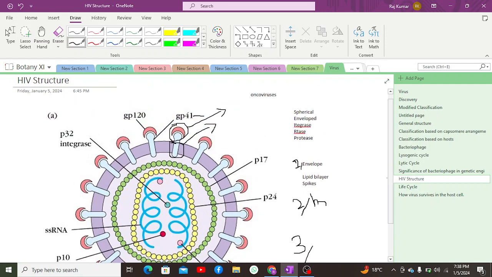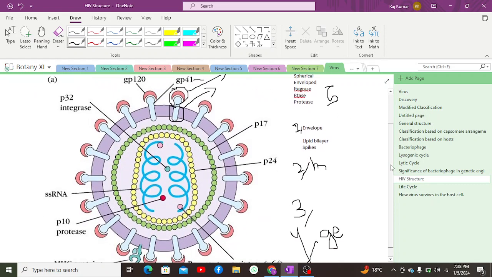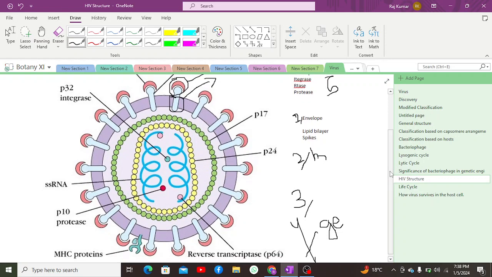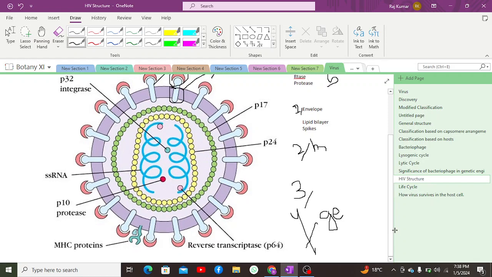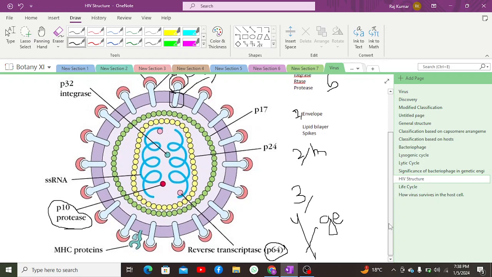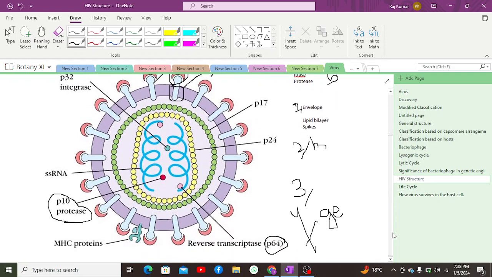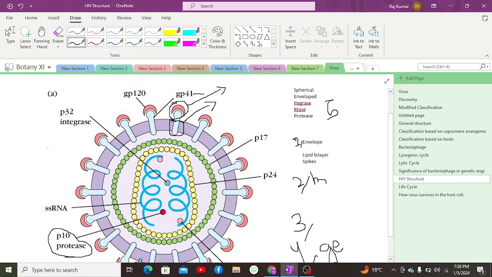Apart from that, the enzymes present, as already told, are integrase, protease, and RTase. Protease has its own function, and the other enzymes also have their own functions. Now, how does it work? We are going to discuss that in our next slide. As you can see, there is a molecular weight for these enzymes as well. For example, protease is P10, which means 10 kilodalton is the molecular weight of the protease enzyme. Reverse transcriptase has a molecular weight of 64 kilodalton, whereas integrase has a molecular weight of 32 kilodalton.